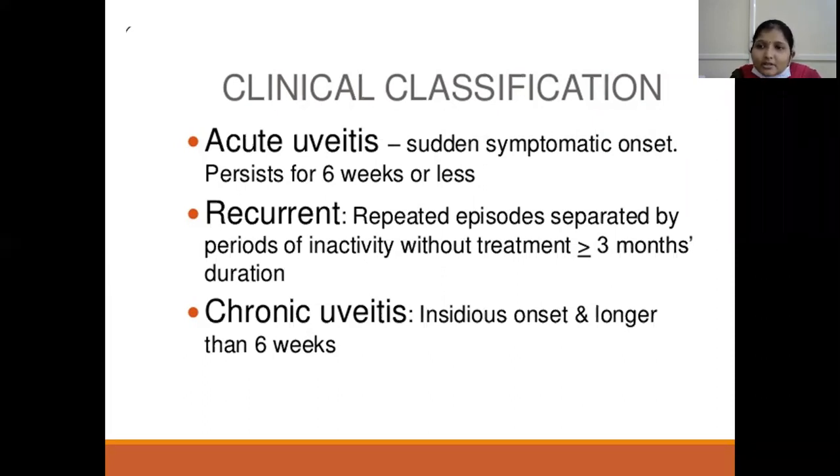Next, coming to recurrent uveitis. Here we see repeated episodes of uveitis which are separated by periods of inactivity which must last for more than 3 months, and in this 3 months period the patient should not receive any treatment. So repeated episodes which are separated by more than 3 months of inactivity without treatment is called recurrent uveitis.